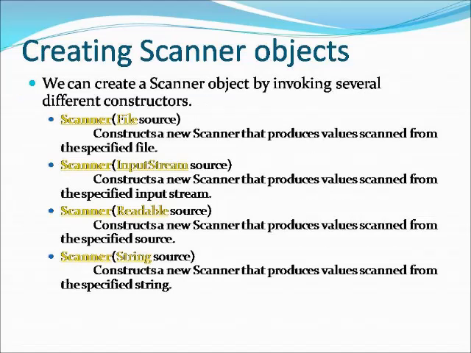Here you can see how we can invoke a Scanner class object in different situations. The first one, Scanner of file source, is for reading a file's content. Scanner input stream source is for getting input through the keyboard. Scanner readable source is used for reading the content from a particular source. Scanner string source is used for getting the input from a specified string.